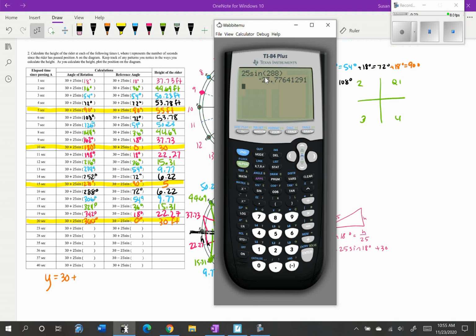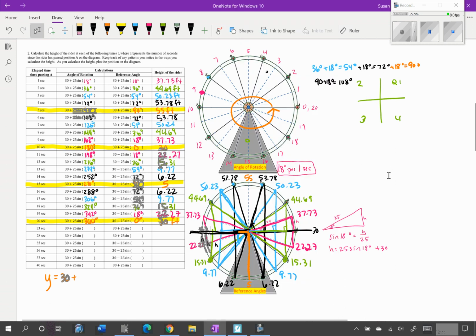So that's why we don't have to worry about doing 30 minus like we do for the reference angle. So what are we doing each time? We have 25 because that was the radius times the sine of the 18 degrees times the time for each one, right? Because that's all we're doing, we're adding it. So 2 seconds, 18 times 2 is 36. 18 times 3 is 54. 18 times 4 gives you 72. 90, etc. So if I did 18 times 20, I would get 360 degrees.